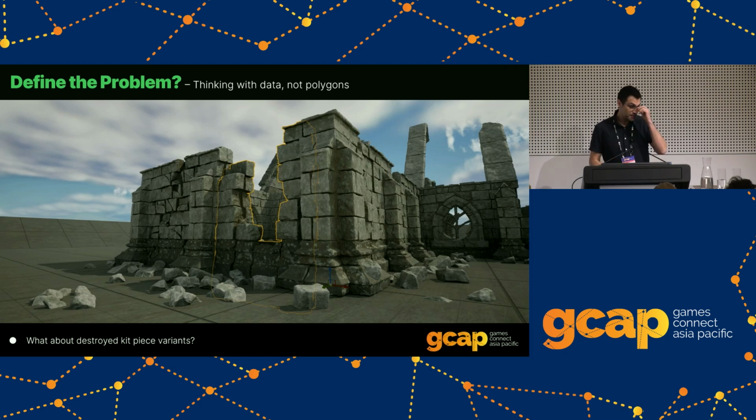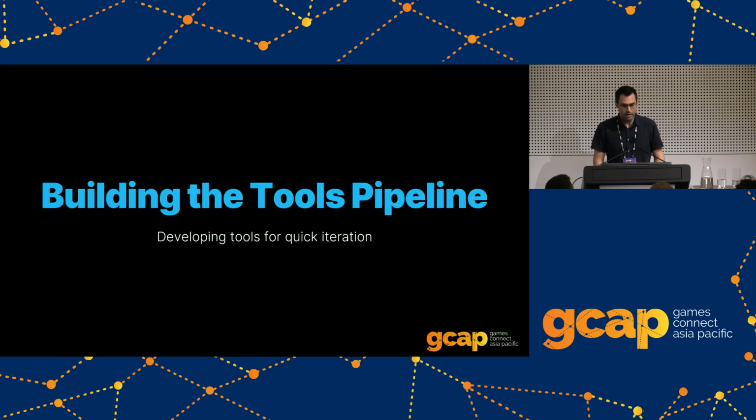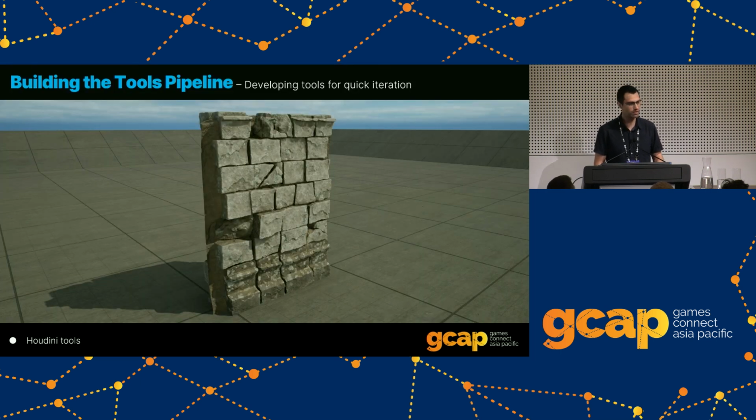So again, going back to displacement, runtime displacement or something like that, or even if you're going to displace offline, what happens if you need to take that kit piece and blast a hole through it? Now we need to make another texture, and then we need to cut it out, and it's just a headache. So just make the thing, you have the data, okay? So building the tools pipeline, developing tools for quick iteration. I'm not going to make this one, I'm going to make something very similar.